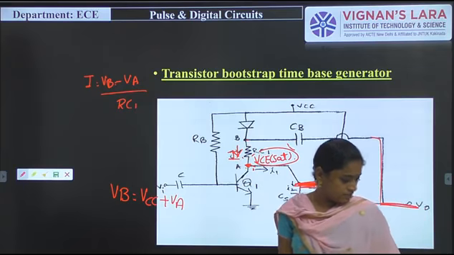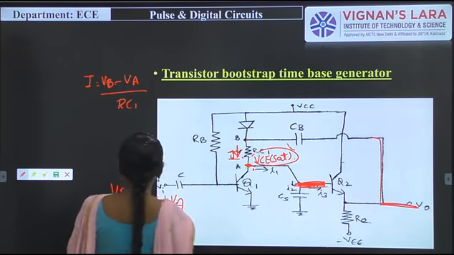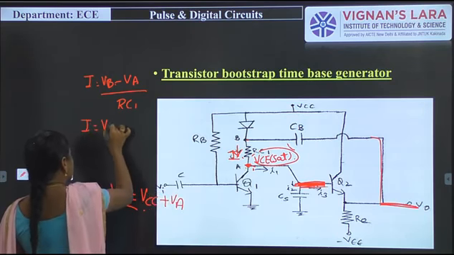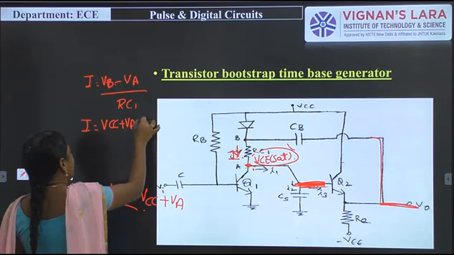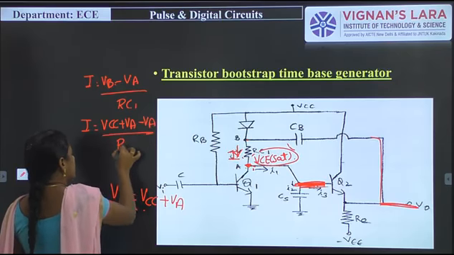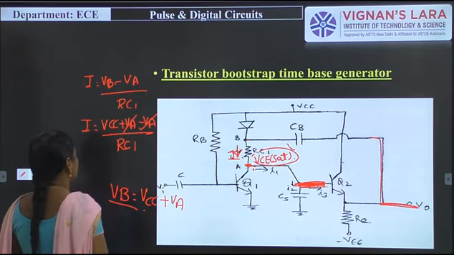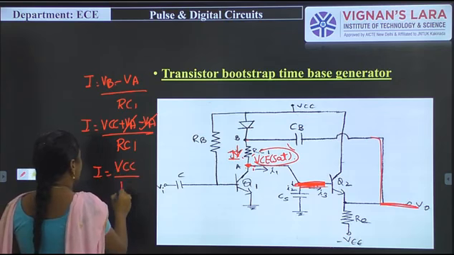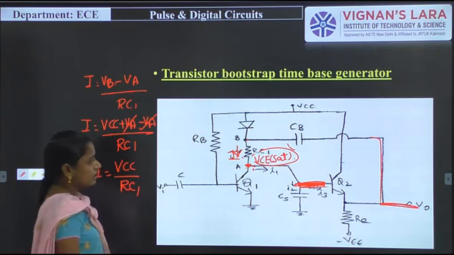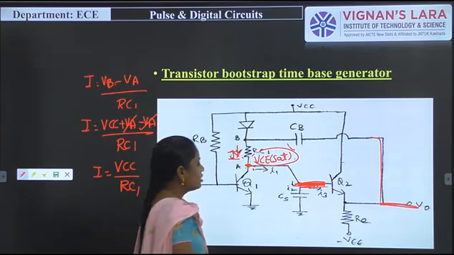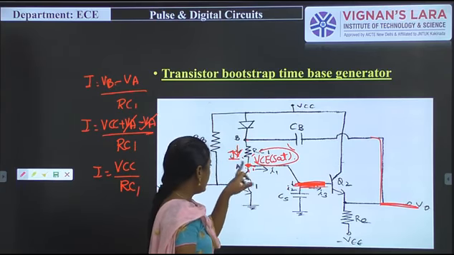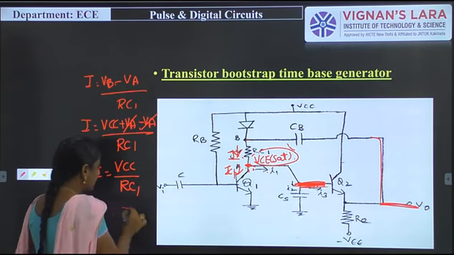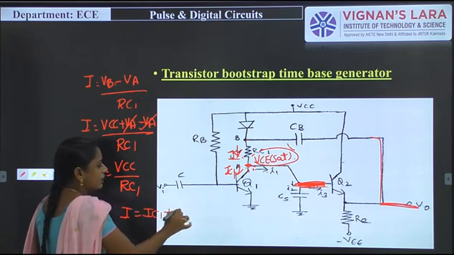So that is VA becomes... what is the VB? As we know that VB is equal to VCC plus VA. That is I is equal to (VCC plus VA minus VA) by RC1. VA cancelled. The current will be I is equal to VCC by RC1. So this current I is split here into IC1 and I1. So I is equal to IC1 plus I1.